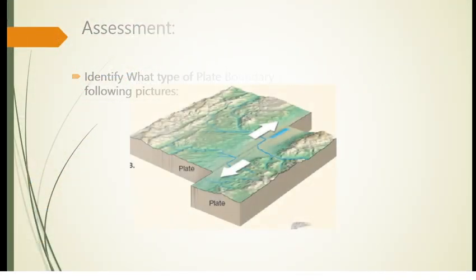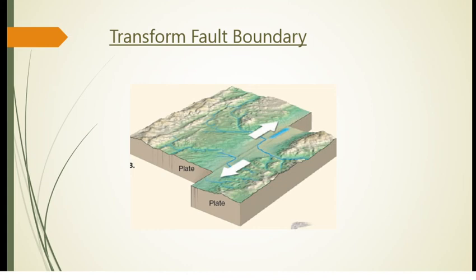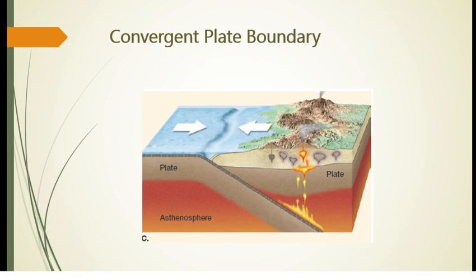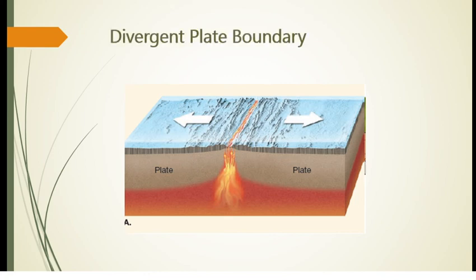Okay, let's try to do some assessment. What type of plate boundary is presented in this illustration? Okay, very good. We have there the transform fault boundaries. If you can see, the arrows are actually moving past each other. Next, how about this one? Try to look at the arrows, try to figure it out. What is the type of plate boundary created? Okay, very good. We have the convergent plate boundary. This is continental to oceanic plate convergence. How about this one? The two arrows are moving away from each other. Okay, very good. That is a divergent plate boundary.